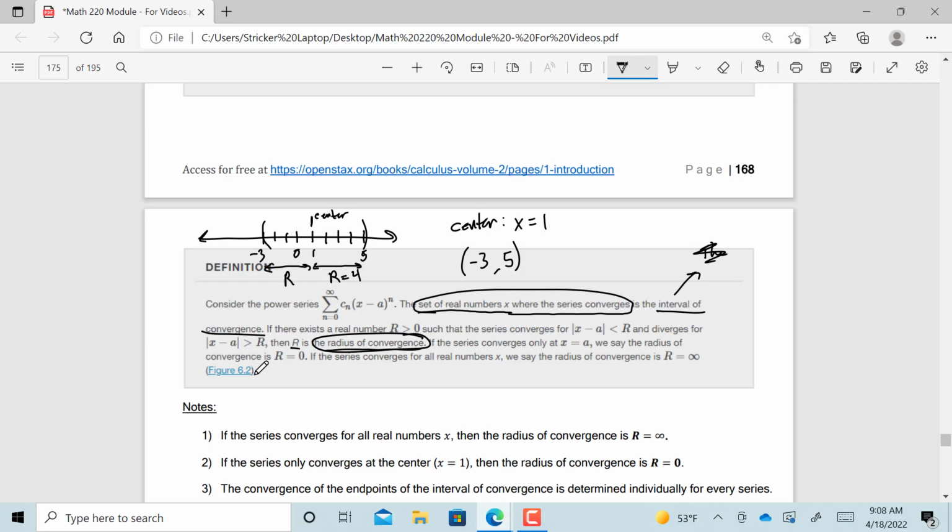So those are what we're talking about when we're talking about an interval of convergence and a radius of convergence. In this example, for all values between -3 and 5, the series is going to converge. If it's any value outside of that interval, it's going to diverge.